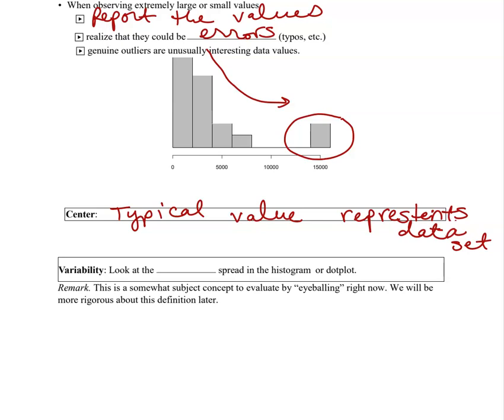And then finally, the last thing you want to describe when you're talking about numerical data is the variability. Look at the horizontal spread. So literally left to right. How spread out is the data? If the data points are very far apart, we'd say it's got high variability. If they're really close and clustered together, we'd say it's got low variability. And as I mentioned, we're going to be a little subjective now. We're kind of eyeballing this, but we'll get more precise about this later on.